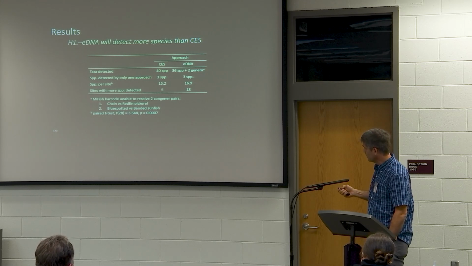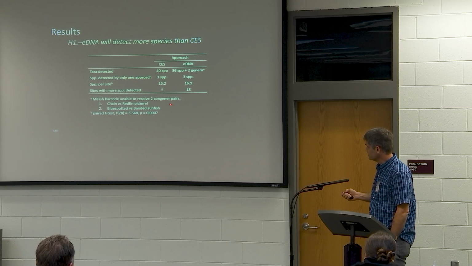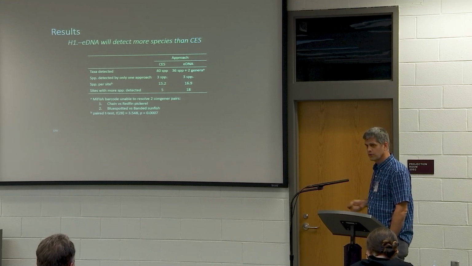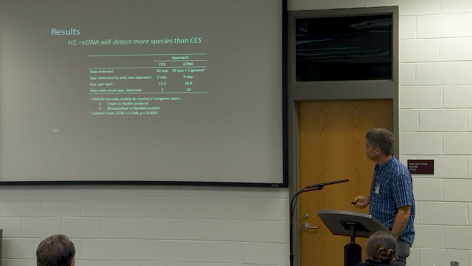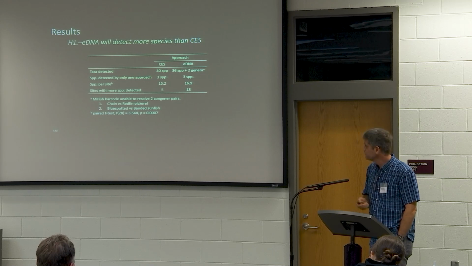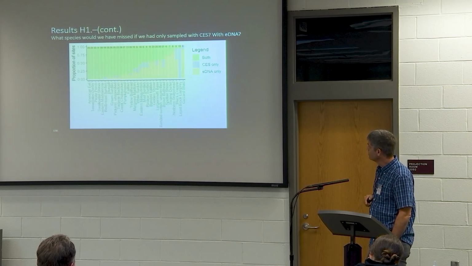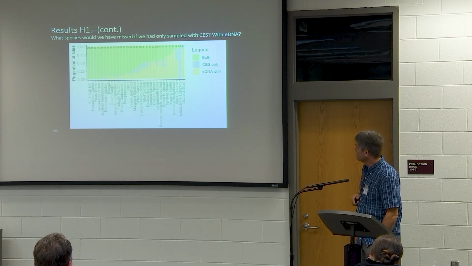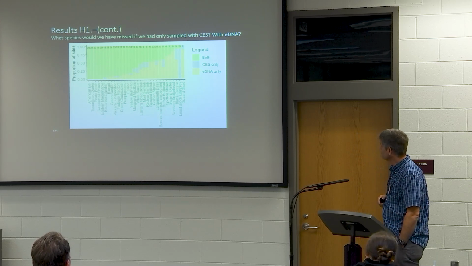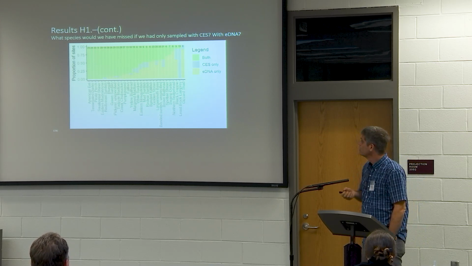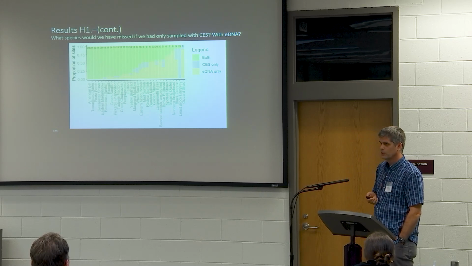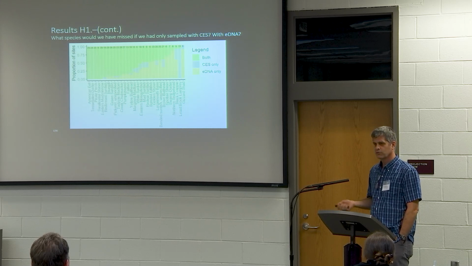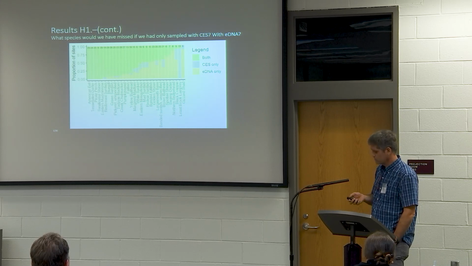And I just wanted to point out that with the barcode that we used, these are the 2 genera I mentioned before that were not able to be resolved: the pickerels and the banded sunfishes. So this just looks at if we had only sampled with one approach, what species would we have missed? So you can start to get a feel for which species eDNA is working well for versus electrofishing.